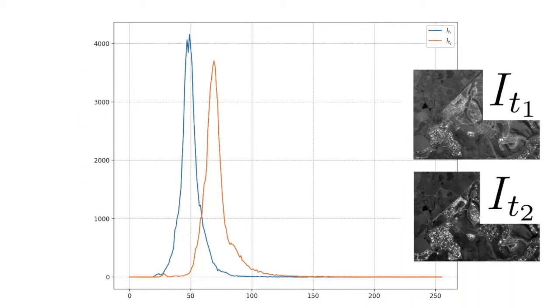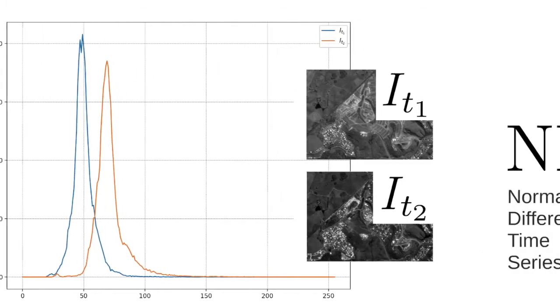If we show the histograms of the image at T1 and the image at T2, we have this difference here. The blue line is from the image at T1 and the orange line is the histogram at T2. We can perceive the differences between these two histograms, and we're going to use a basic arithmetic operation to deal with these differences in histograms and also to highlight the natural difference in terms of land cover change.